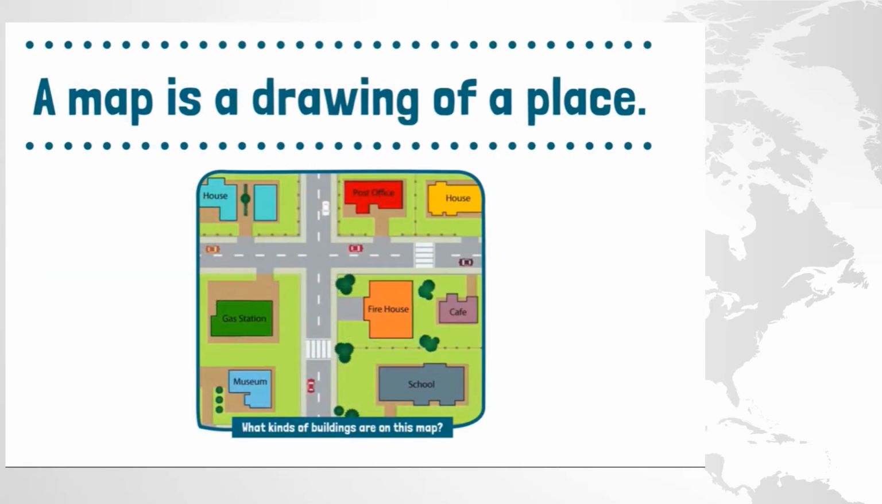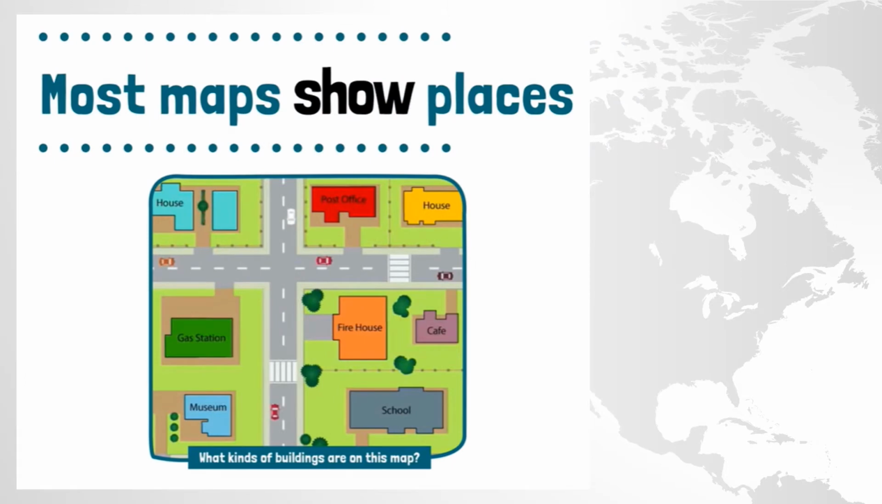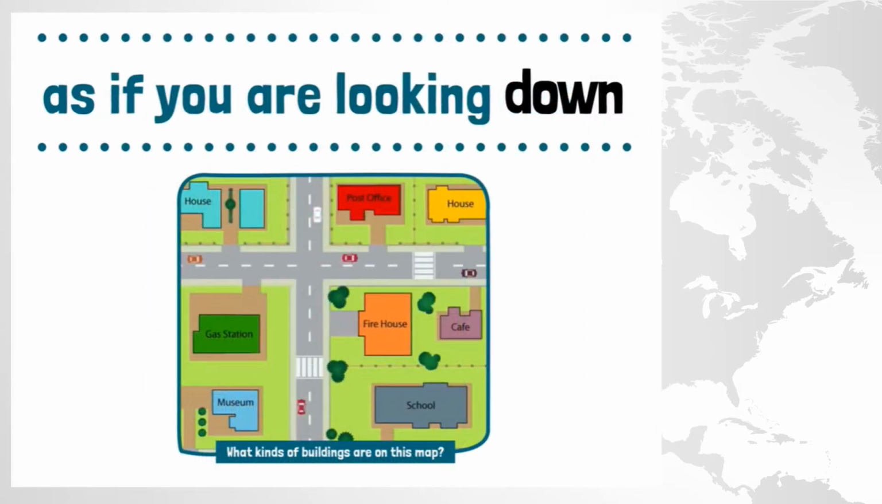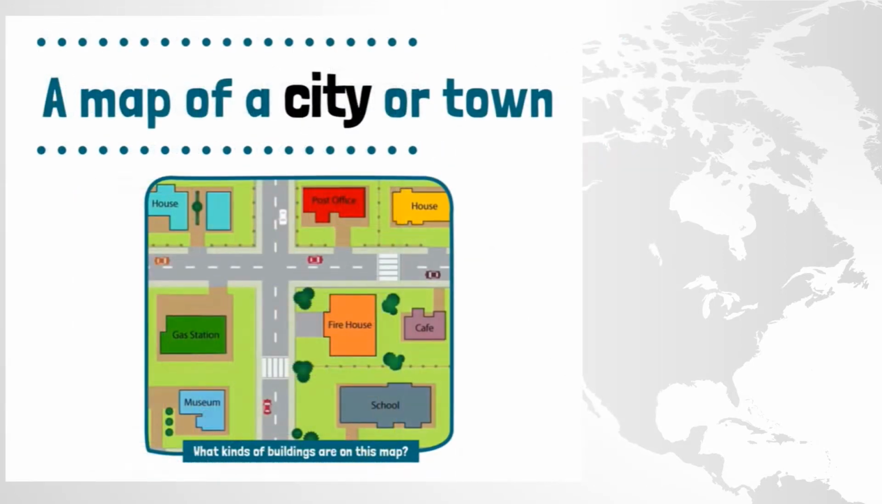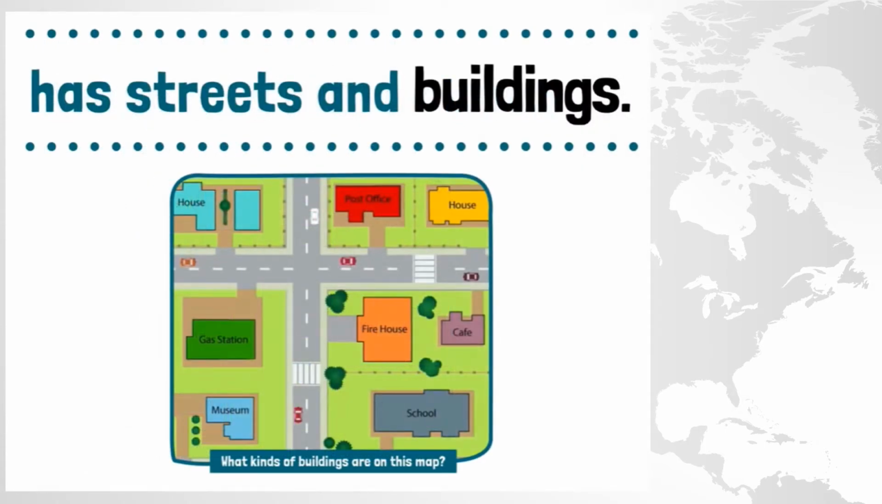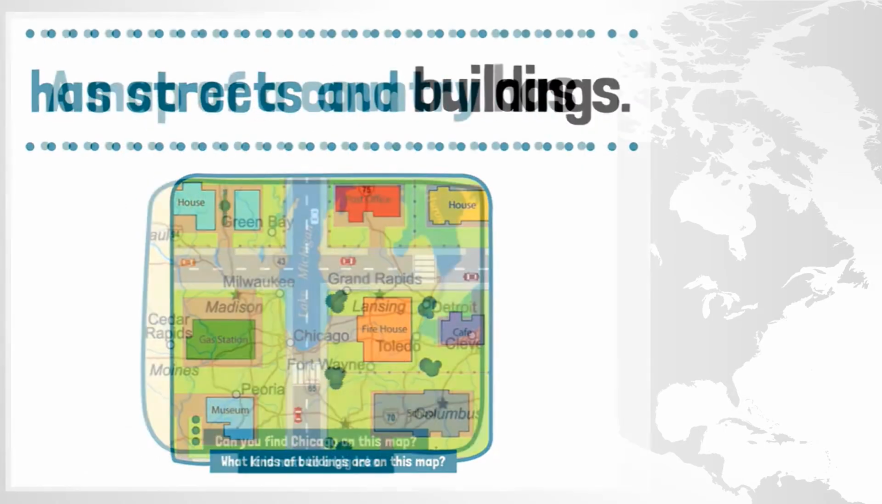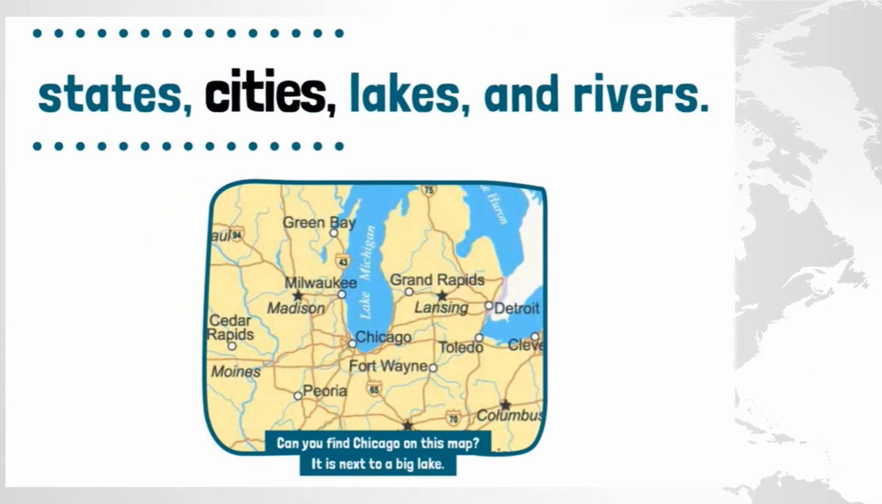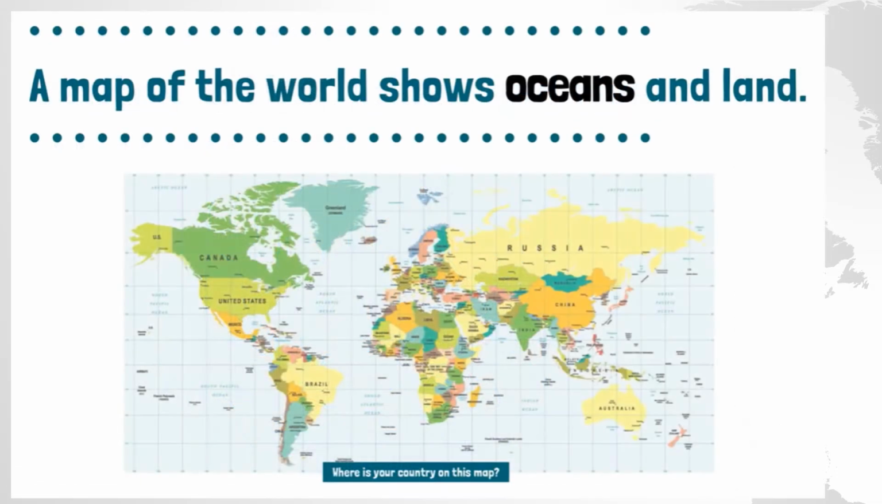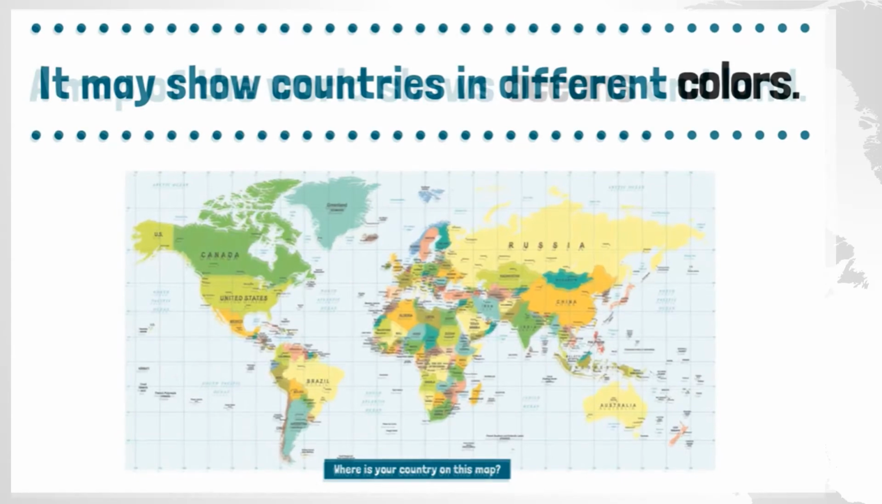A map is a drawing of a place. Most maps show places, as if you're looking down from an airplane. A map of a city or a town has streets and buildings. A map of a country has states, cities, lakes, and rivers. A map of the world shows oceans and land. It may show countries in different colors.